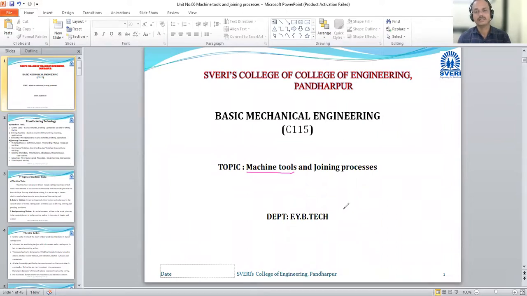Okay, then the second one is the joining processes. So what is the joining process? Now in manufacturing it is required to join some parts together, maybe permanently or maybe temporarily. So the joining process is classified mainly into two types. First one is, suppose this one is a plate and this one is another plate. Okay, one more plate I will add here.